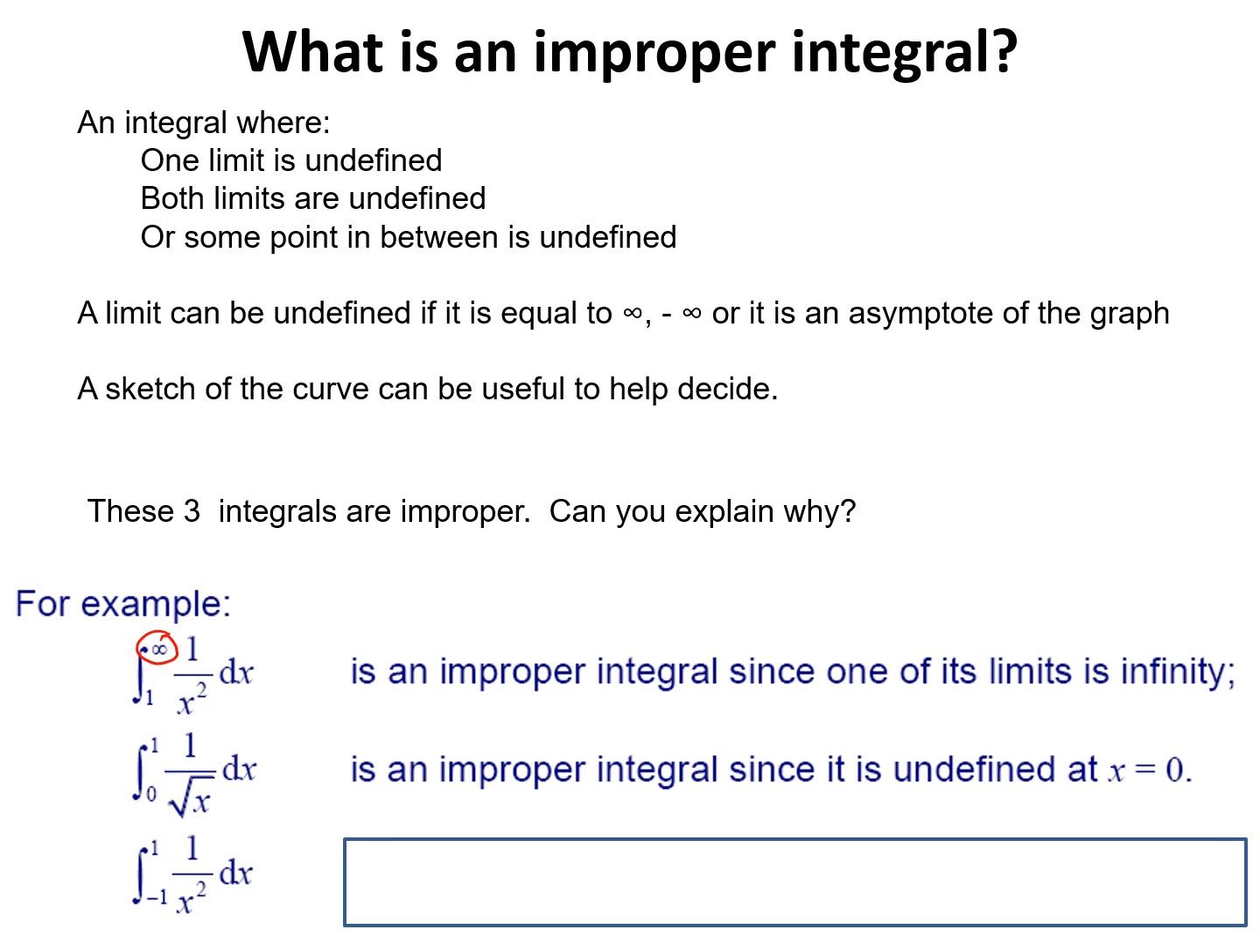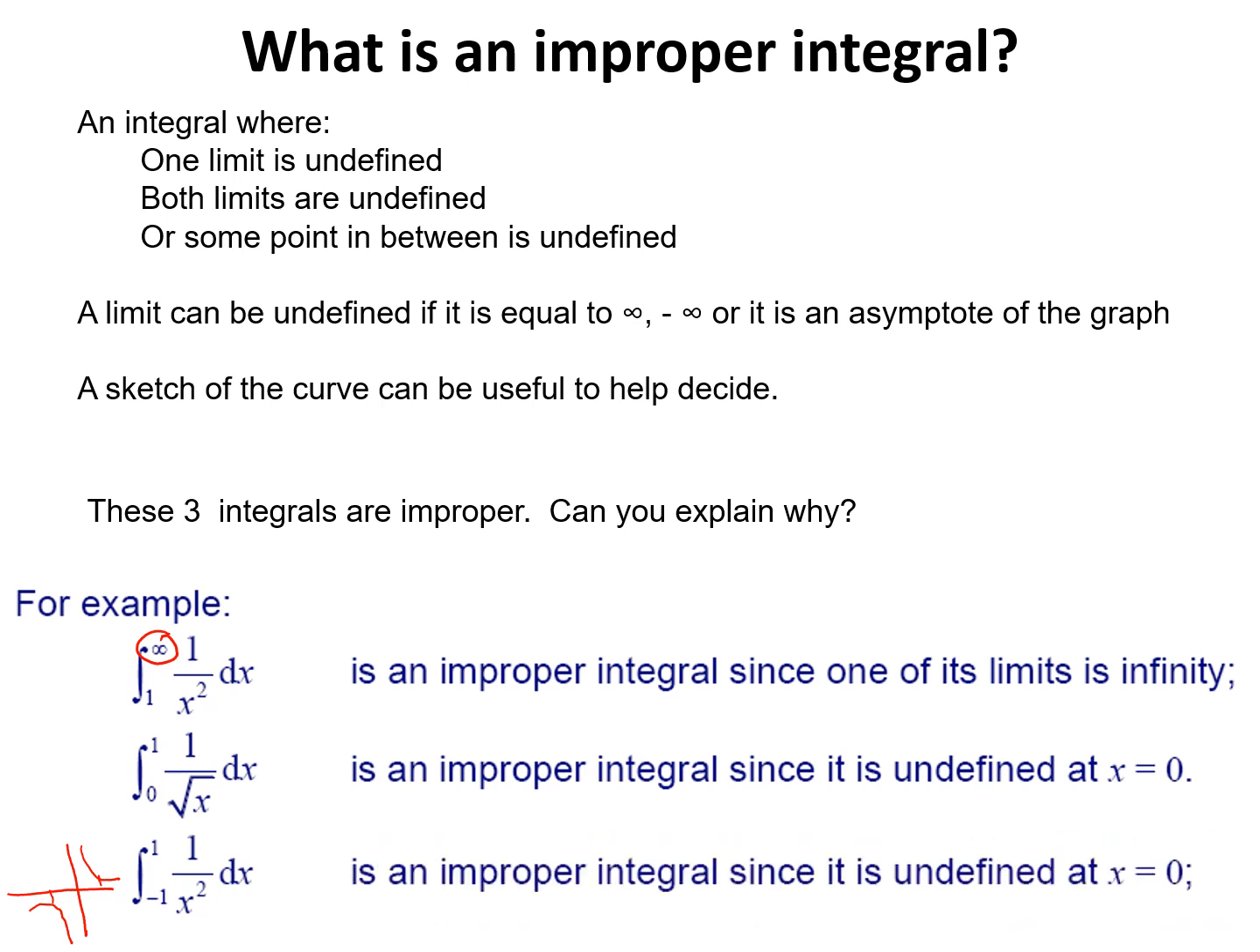And the last one looks to be no problem putting 1 and minus 1 in. However, if you know what that graph looks like, it's that one, isn't it? So if you're trying to integrate that between 1 and minus 1, there is a part in the middle when x is 0 where this graph does not exist. It's improper because again it's undefined at x is 0, and that's between the limits 1 and minus 1.